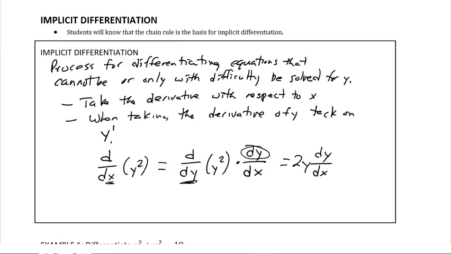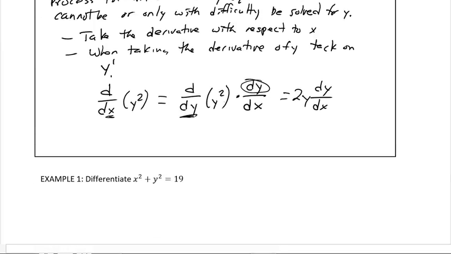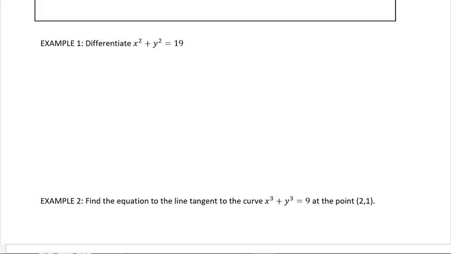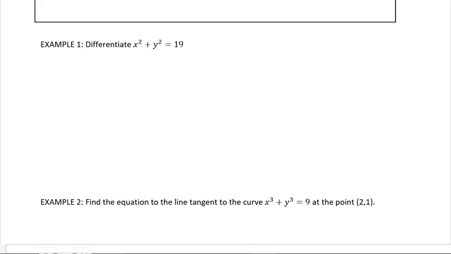Okay, so let's look at an example. Differentiate x squared plus y squared equals 19. So we're going to take the derivative with respect to x of this whole function. The first one's easy, it's 2x. And now we're taking the derivative with respect to x of y squared, it's 2y, and then tack on y prime. And the derivative of 19 is 0.